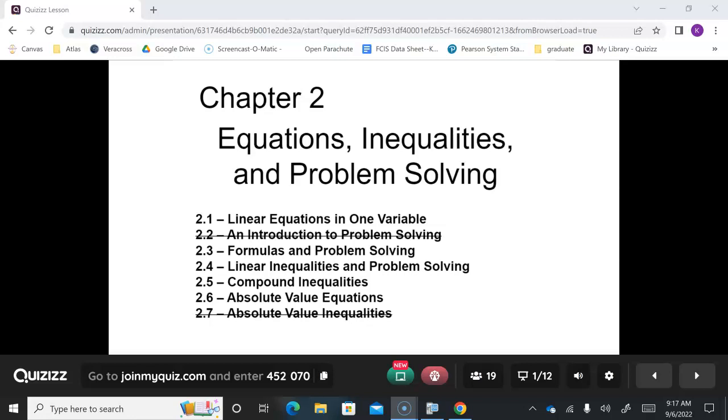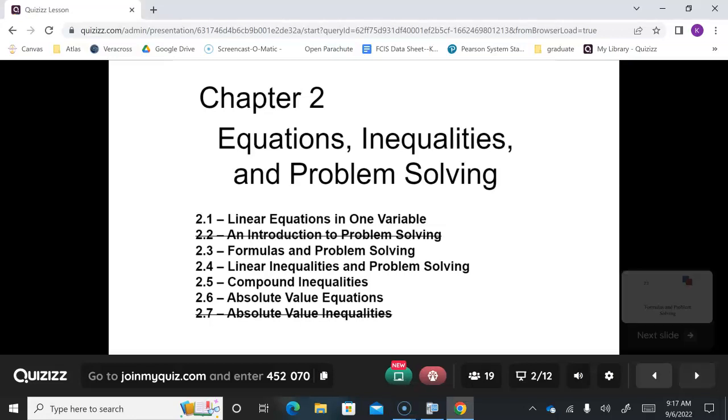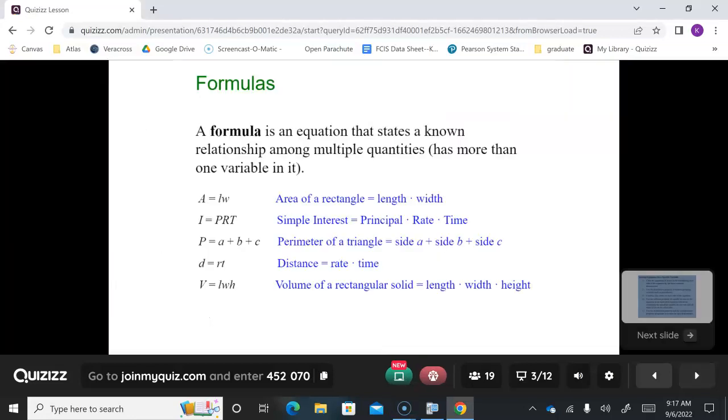Alright, so we did section 1 last week, and we're moving into section 2.3. I skipped over section 2 because it's more of the same stuff. It's highly redundant. So we're going to jump into some formulas, and then using those formulas.